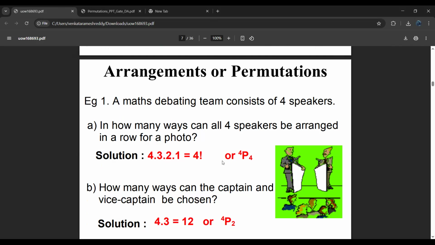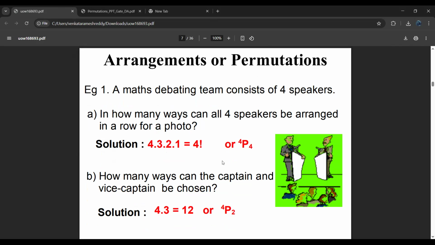Because for taking any photo, there is no restriction. And also here the order matters. Suppose 1, 2, 3, 4 is one order, and 1, 2, 4, 3 is another order. Like that, many orders are possible. So for arranging four speakers, we require 4 factorial ways or 4P4 ways. That is 24 ways.